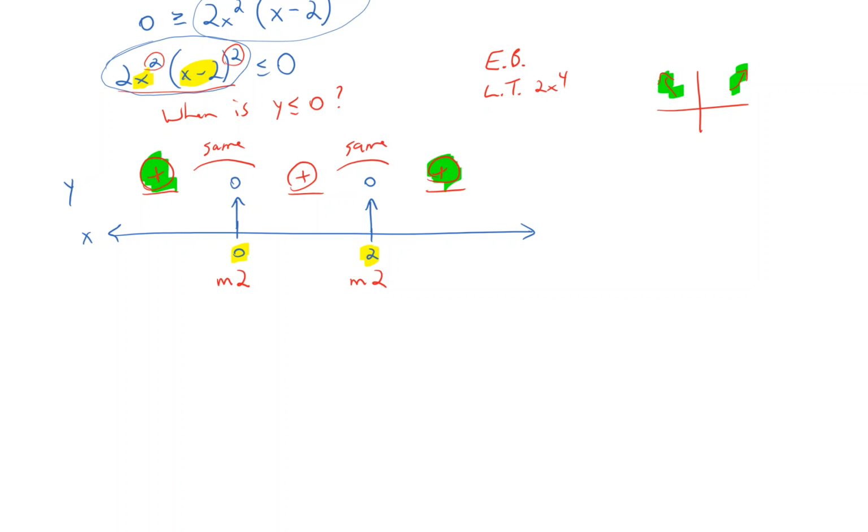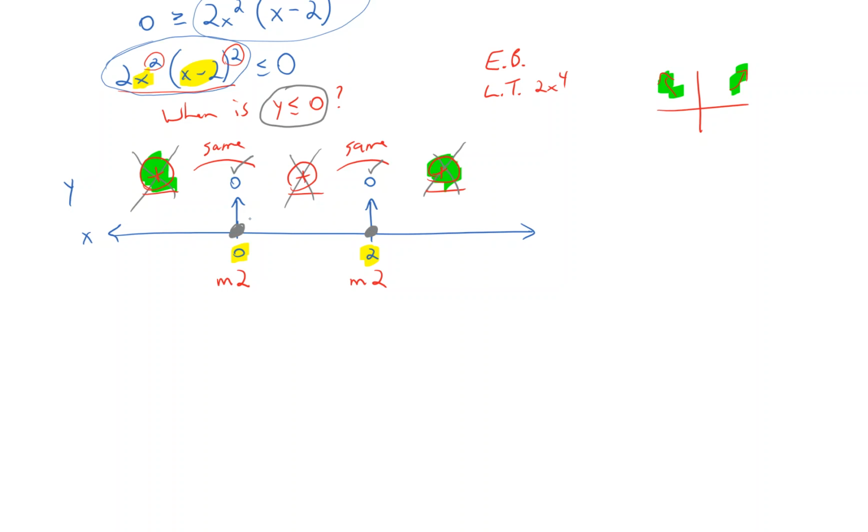Now what we're trying to do is figure out when y is less than or equal to 0. So when y is positive, it's not less than or equal to 0. When y equals 0, it is less than or equal to 0. When y is positive, it is not less than or equal to 0. When y equals 0, it is less than or equal. And when y is positive, it's not less than or equal. So the only x values that work are these two.